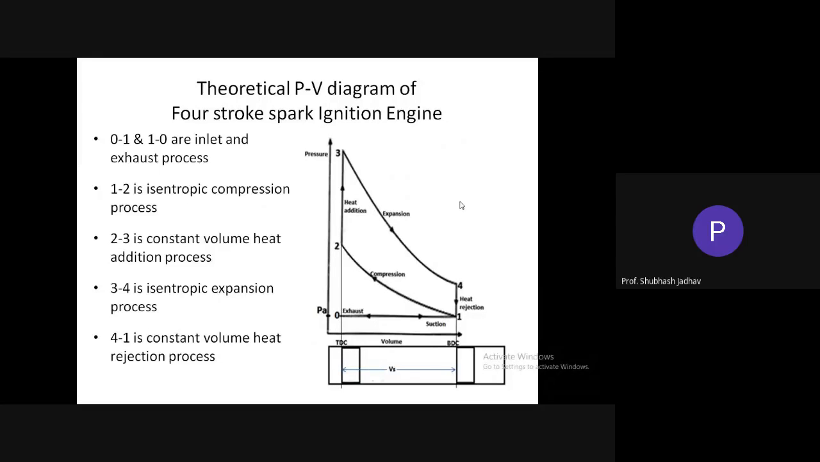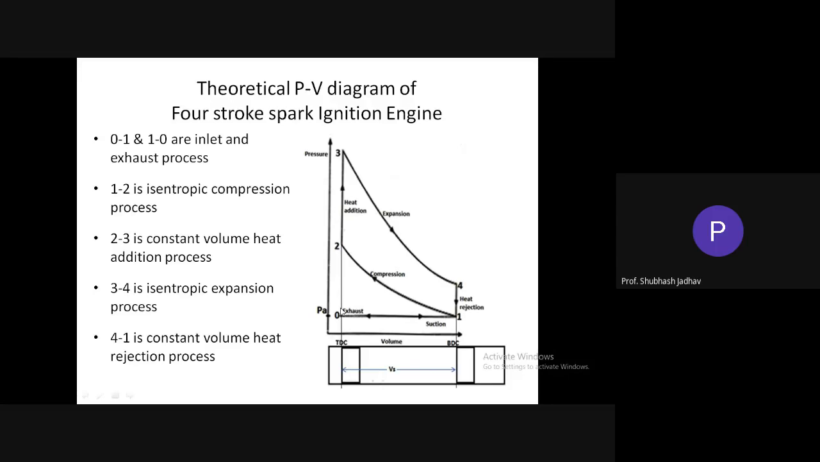So basically, this Otto cycle is also called a constant volume cycle. Okay, it is also called a constant volume cycle, and we are going to discuss the things which are going to be there in this particular cycle, the processes, one by one. It starts from 0 to 1, then from 1 to 2, from 2 to 3, from 3 to 4, 4 to 1, and 1 to 0. So this is a complete process.